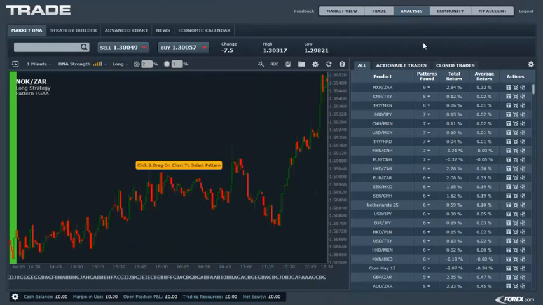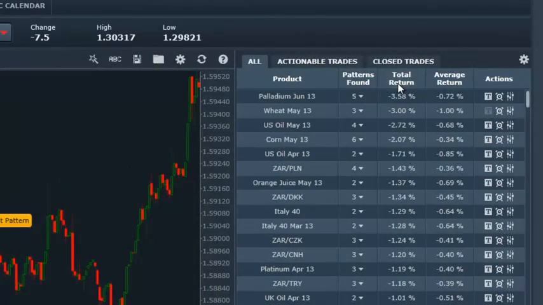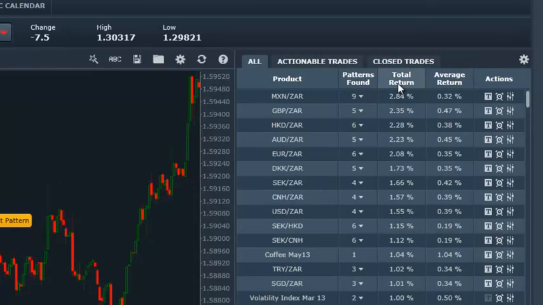Turning back to the analysis panel, by default it ranks the markets depending on how often the pattern is matched. But by clicking here, you can sort instruments by the hypothetical return on a trade placed after the pattern sequence has been completed.